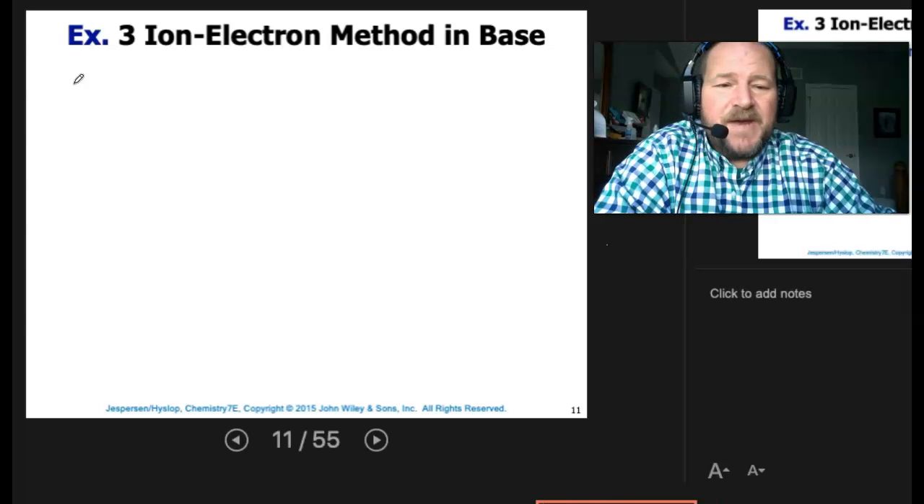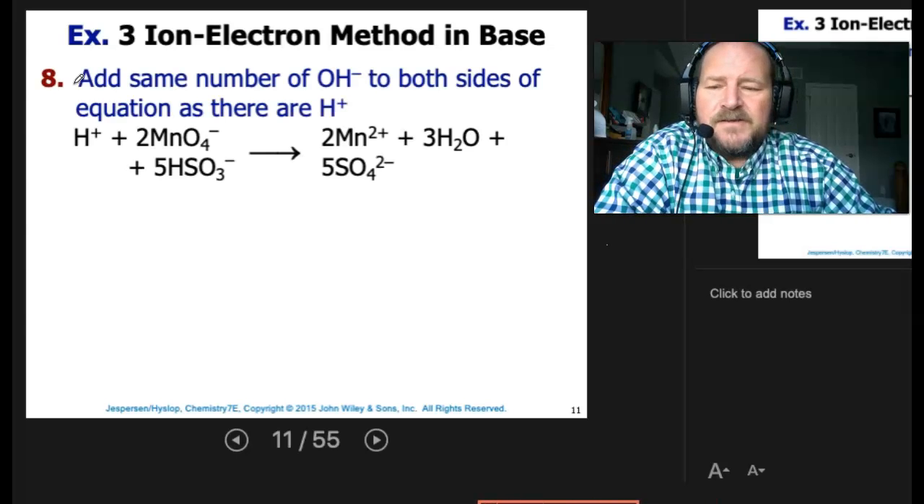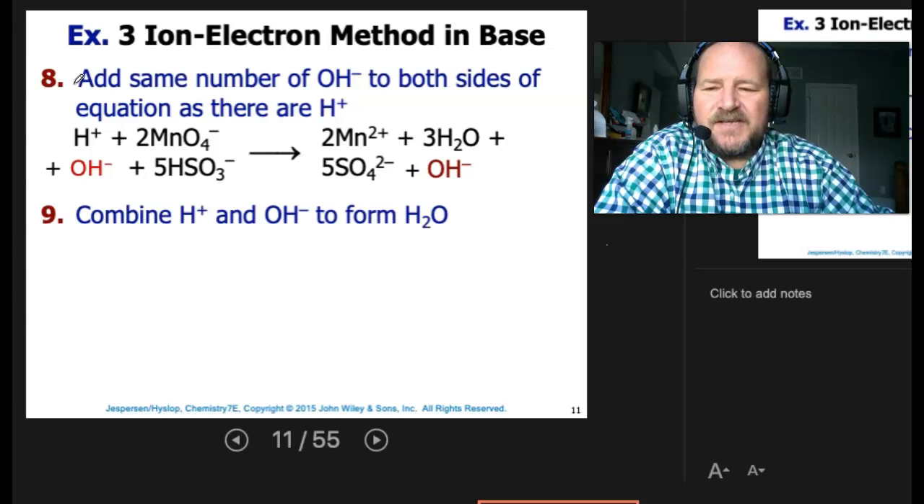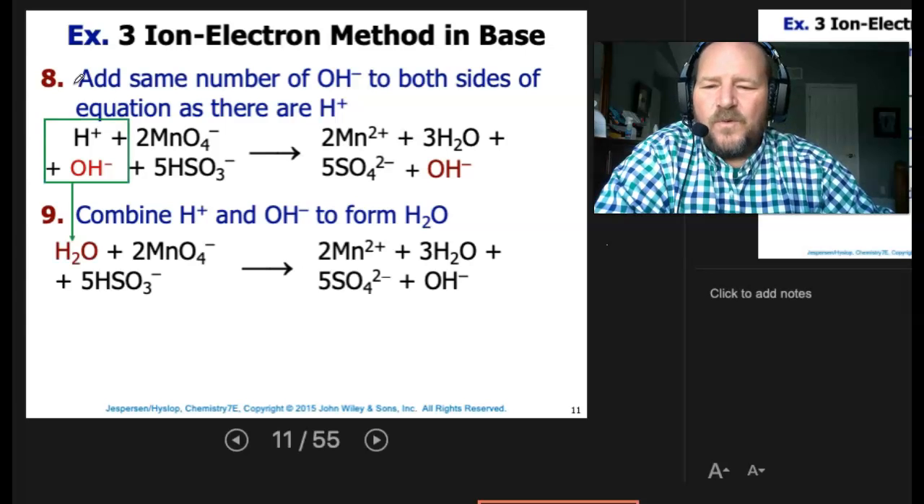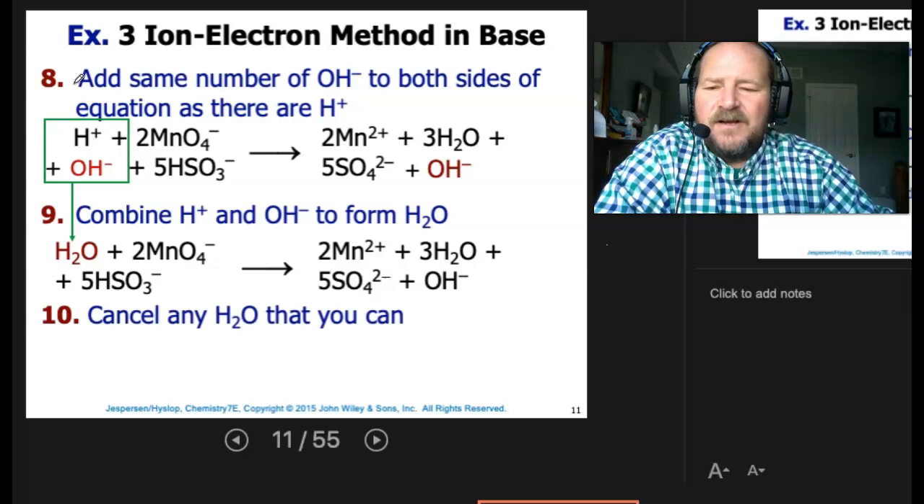So to balance it in base, now what we're going to do is add those hydroxides. So since we have H plus on the reactant side, we're going to add 1 hydroxide to each side. We'll combine those hydroxides with the acid to form water. All right, so there's my water. And so now we have 1 water, and of course we have a hydroxide on the product side. Now we can cancel that water out with the 3 waters on the product side.